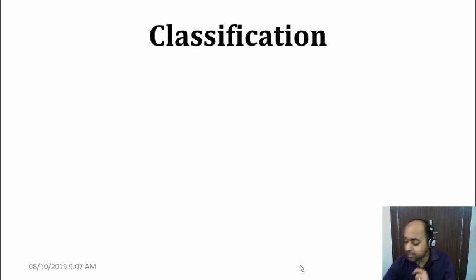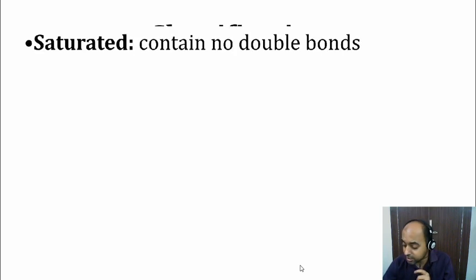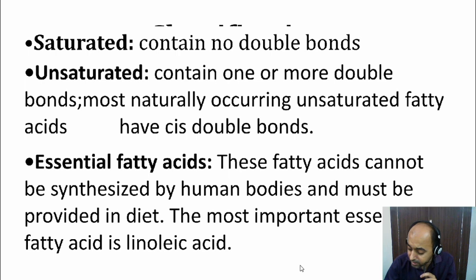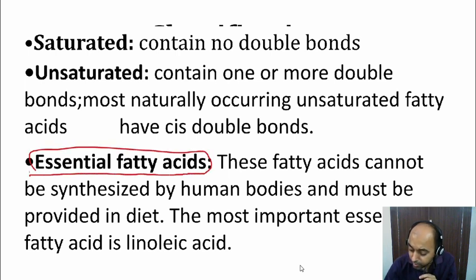We classify the fatty acids into two broad groups: saturated and unsaturated. Within the unsaturated, we have another group known as the essential fatty acids. This is a subtype of the unsaturated fatty acids.